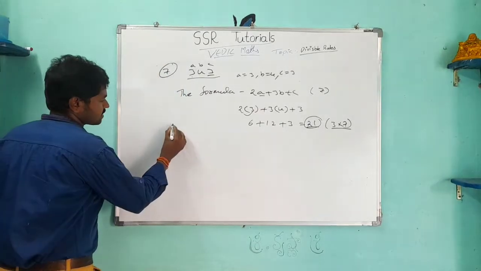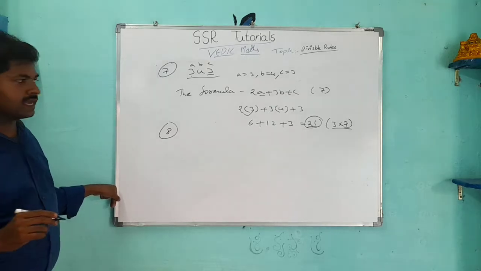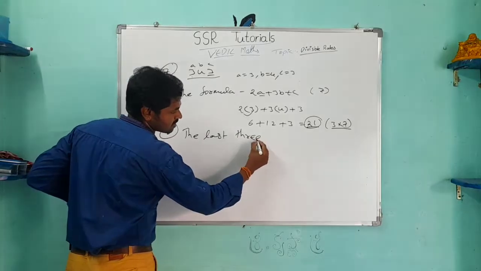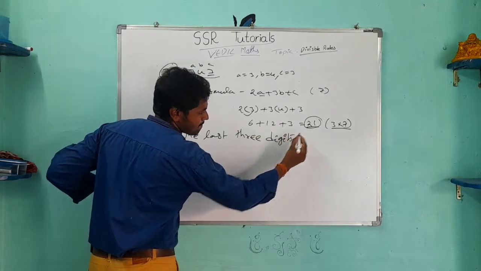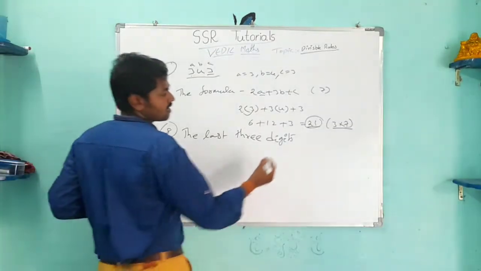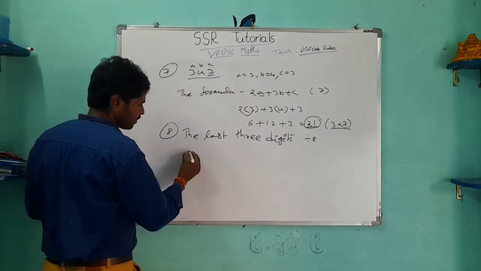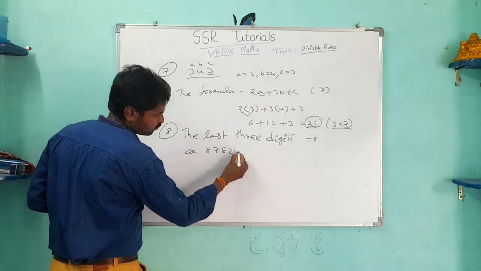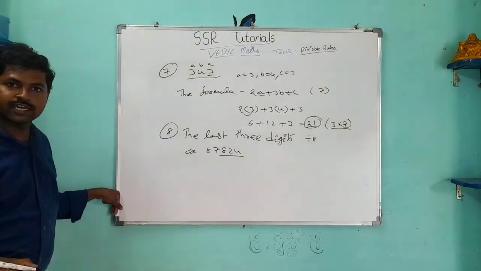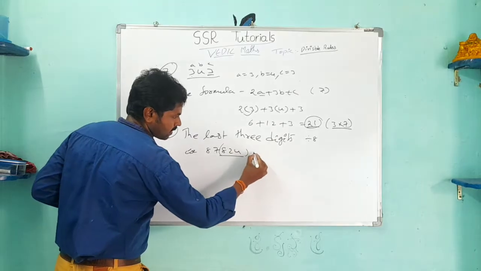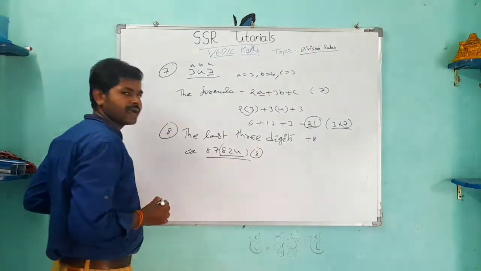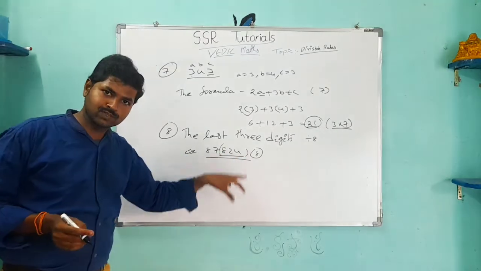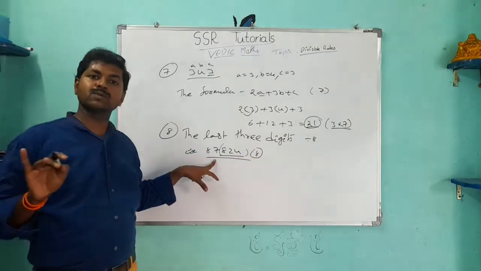So simply, what is divisibility by 8? Same: the last 3 digits. If the last 3 digits are divisible by 8, the number is divisible by 8. Example: 78824. The last 3 digits are 824. 824 is divisible by 8, so the total number is also divisible by 8. For any number, if the last 3 digits are divisible by 8, the total number is also divisible by 8.